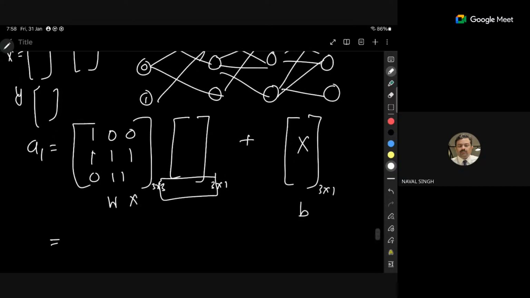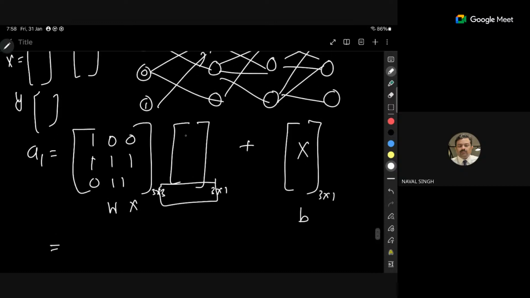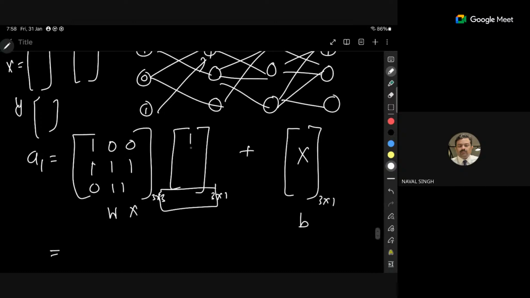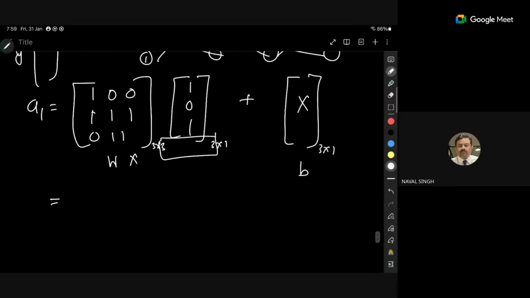Then addition will happen, but we have this B as 0 or not there. Now the input is, I think, 101. So I'll do the addition, and what I'll get is 121. Okay, this is what I'll get.